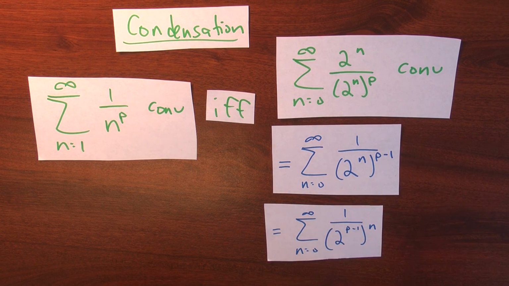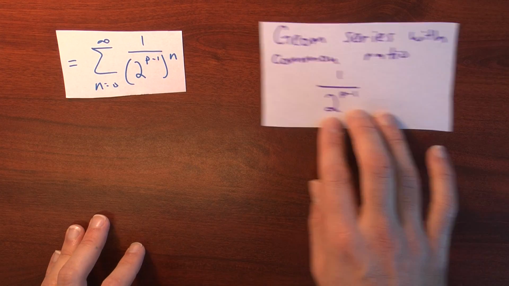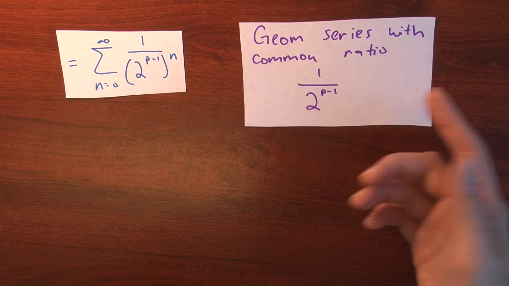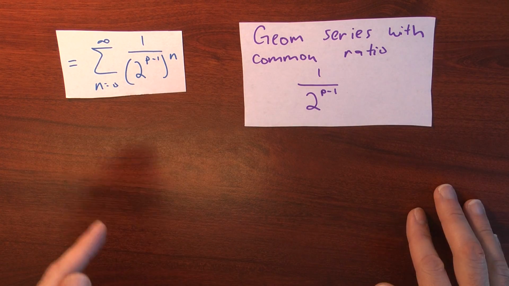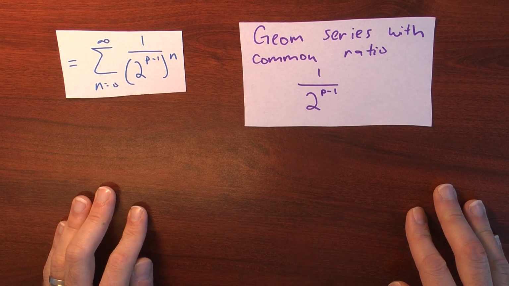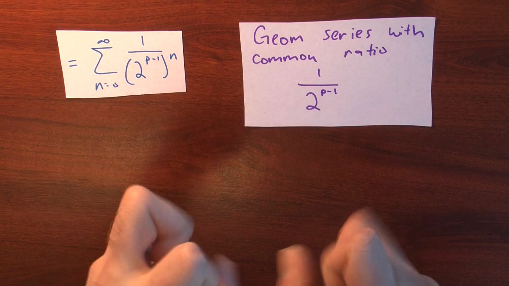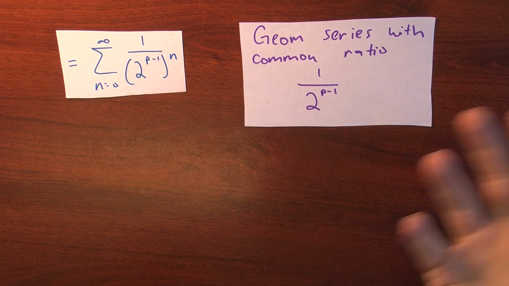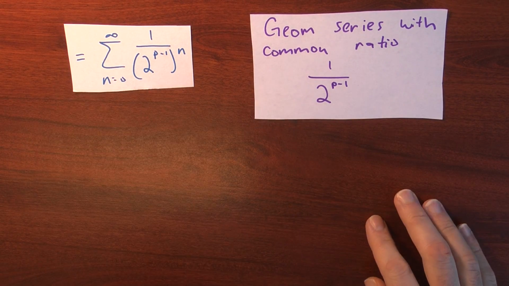Why is this an improvement? Well, what kind of series is this, right? This series is just a geometric series with common ratio 1 over 2 to the p minus 1. And by condensation, if this series converges or diverges, so too does the original p series. So I've reduced the entire question down to just knowing whether or not this geometric series converges or diverges. And I know how to analyze that.